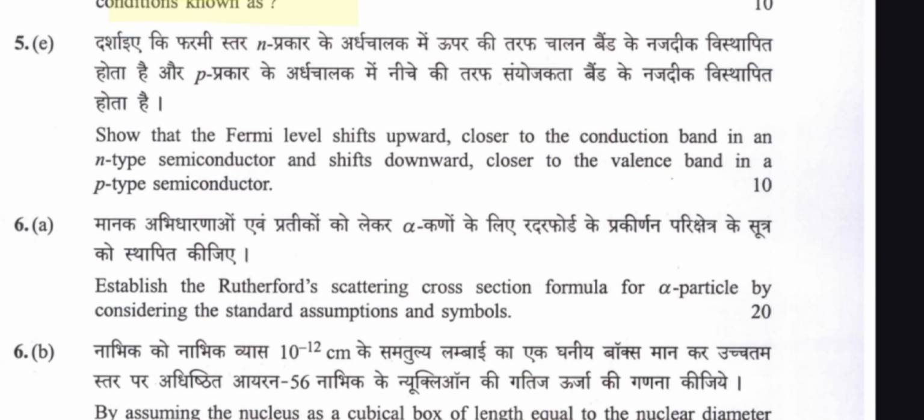Question 5e. The Fermi level shifts upward, closer to the conduction band, in an n-type semiconductor and shifts downward, closer to the valence band, in a p-type semiconductor. So this is related to solid state. These are Puri and Babbar book questions.